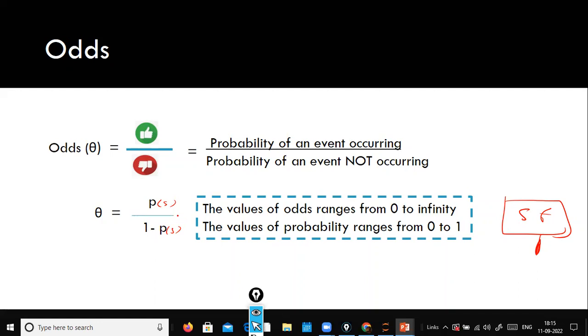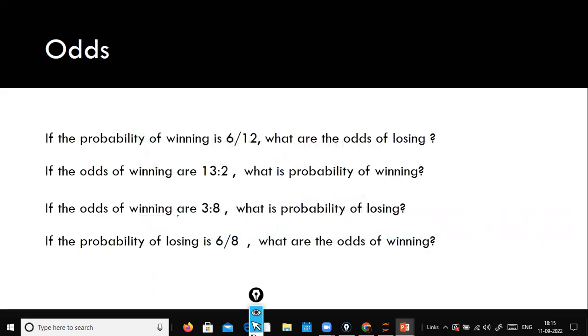Okay, and the next one. What we will do is work on these 4 simple problems in order to get a good grasp of what exactly probability and what exactly odds is all about. So this is the problem.